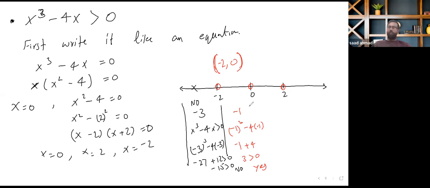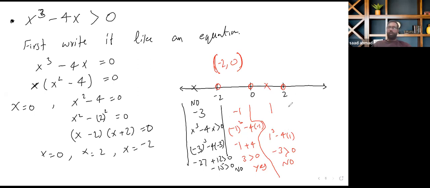Let's say we pick 1. You can pick any point, but just for ease, I pick the 1 in between this interval. So let's try 1 cubed minus 4 into 1. That's minus 3. Is minus 3 greater than 0? The answer is no. So this portion is not part of the solution.